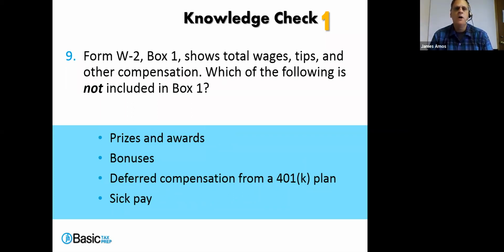Form W-2 Box 1. Okay, so Box 1 shows wages, tips, and other compensation. Which of the following is not included in Box 1? Lisa, could you give me your best guess? And it's okay to type it in. You could just say A, B, C, or D. That'll make it easier. Deferred compensation. That's exactly right. Good job, Lisa.